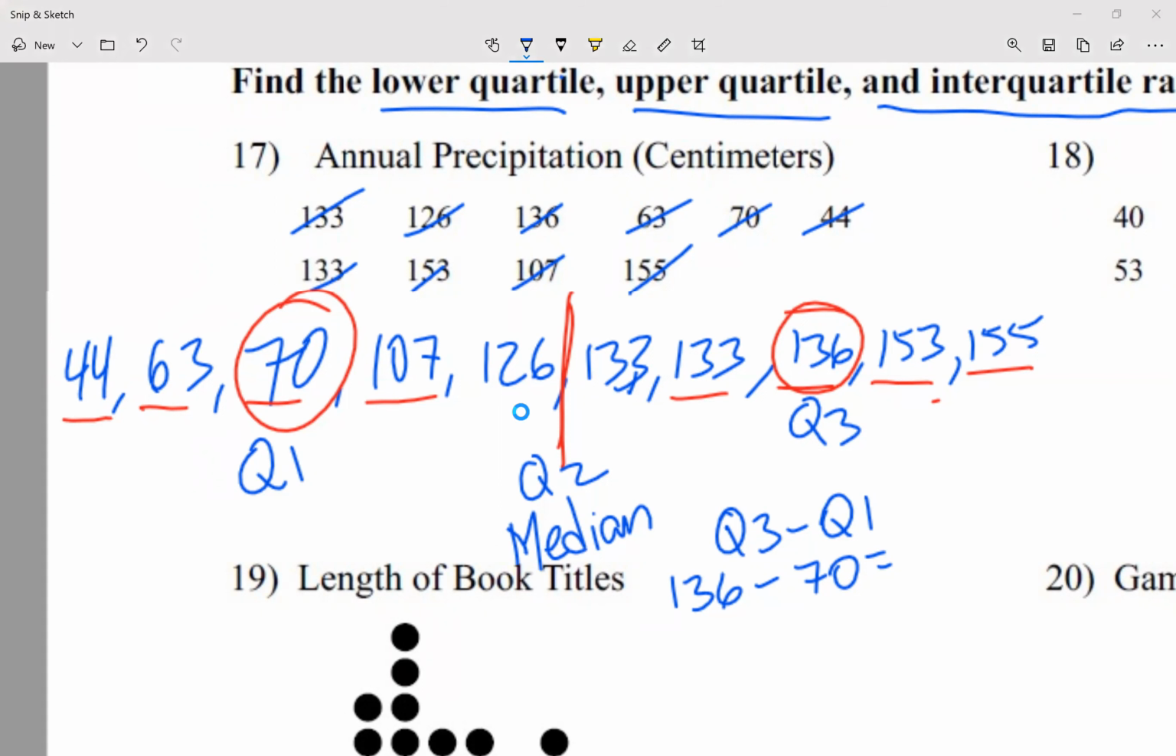Now for my interquartile, I'm going quarter 3 minus quarter 1. So 136 minus 70, which happens to give me 66. So again, if I'm asking for the lower quartile, 70. If I'm asking for the upper quartile, 136. If I'm asking for the interquartile, 66. Quarter 3 minus quarter 1. To be honest, in the homework, they're all going to be just one question, one number, and I'm going to ask for the interquartile. I figured in order for you to find the interquartile, you have to find quarter 1 and quarter 3.